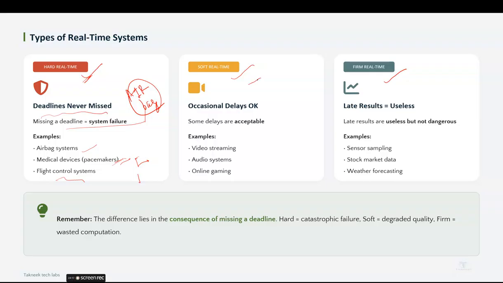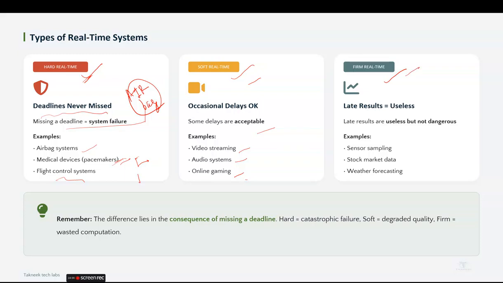With soft real time, what happens? Occasionally you can miss. So video streaming, audio streaming, online gaming. You've seen that you get latencies in all these games and video streaming. So that is acceptable. It's not catastrophic, right?